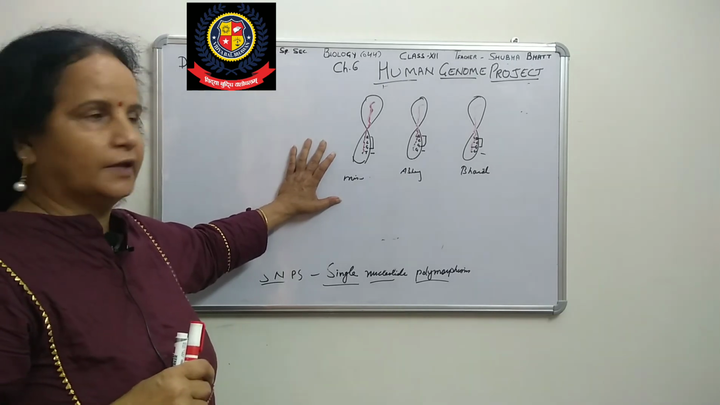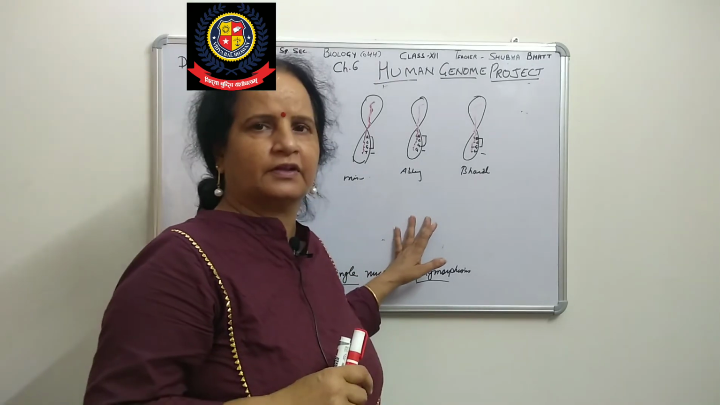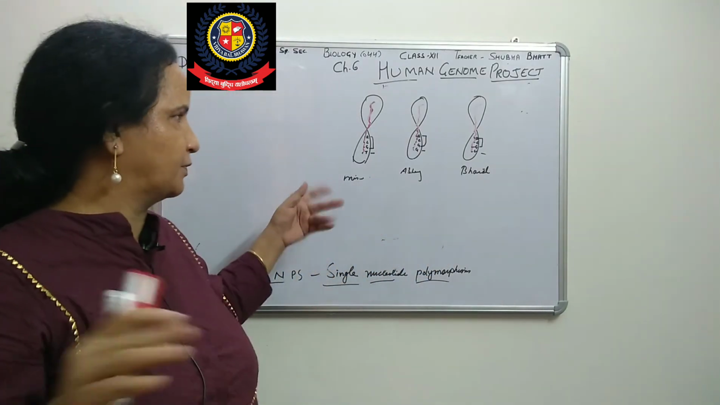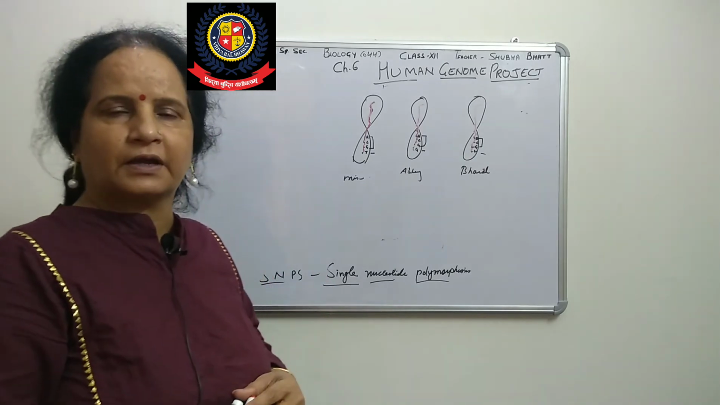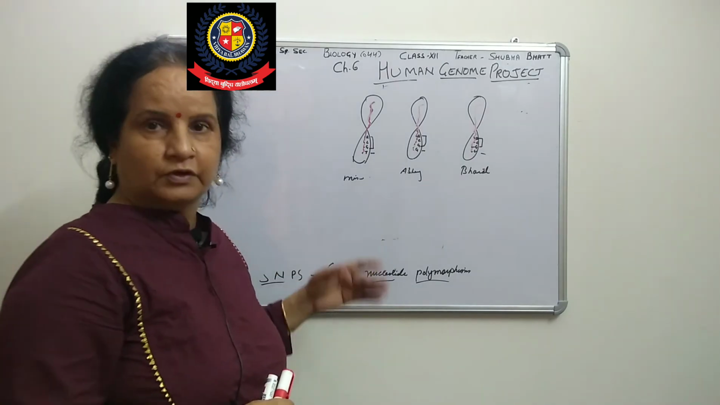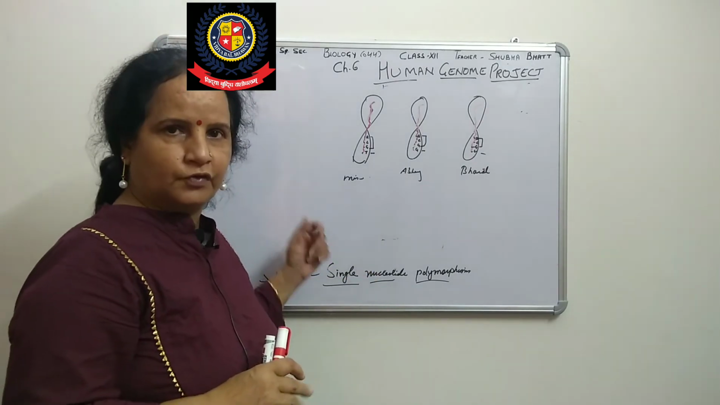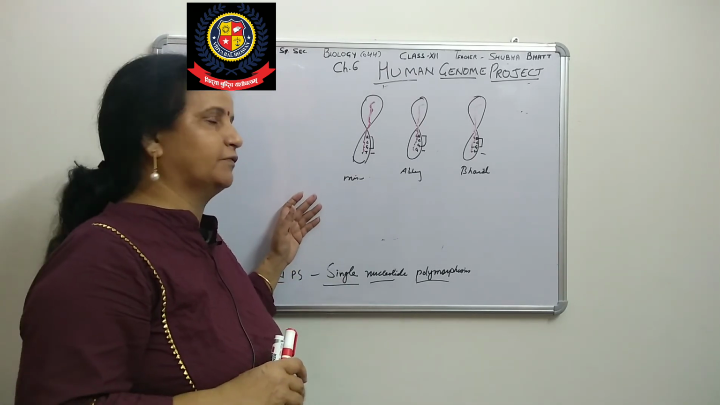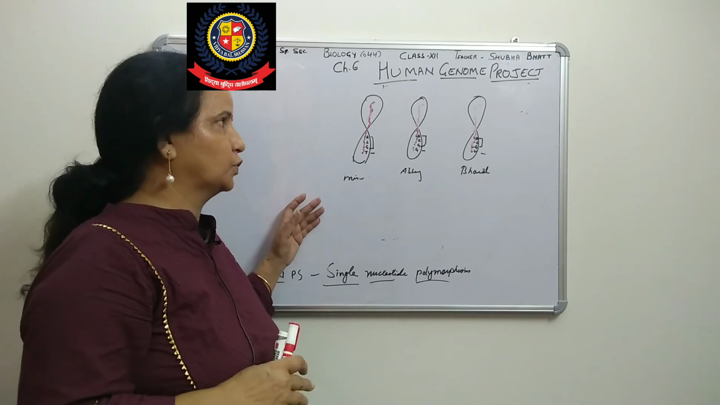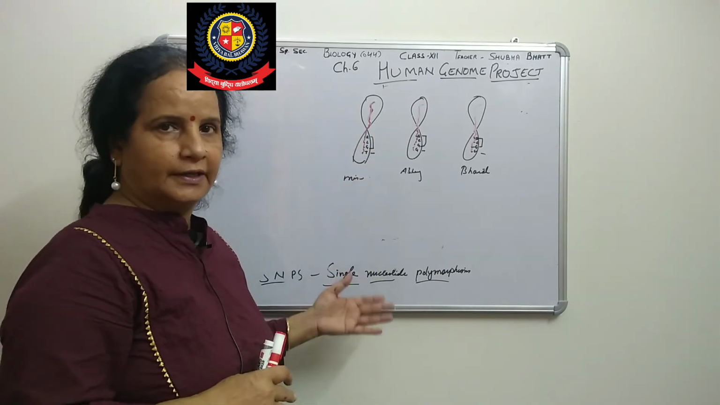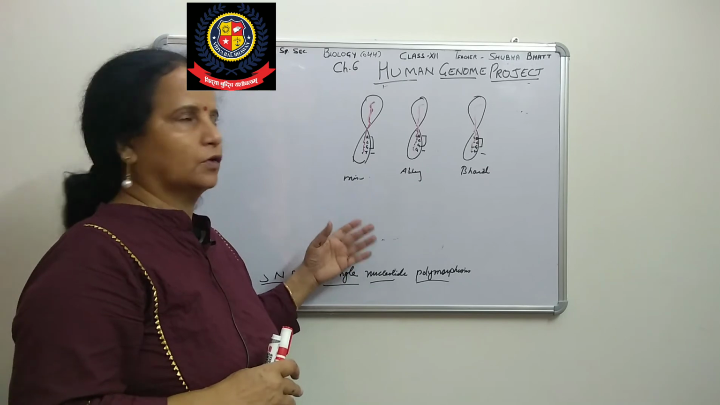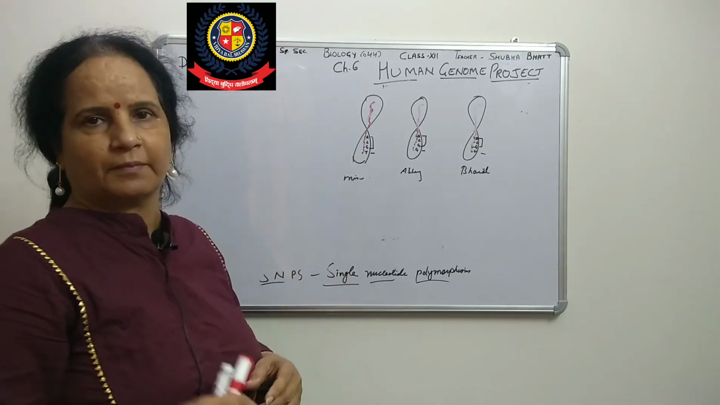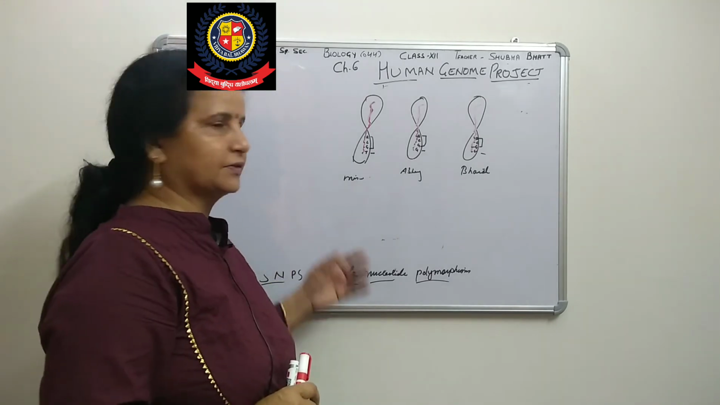So I hope you have understood that, and why it is called a mega project. In the earlier class, the previous class, I told why it is called a mega project, then which countries are contributing in that project. Third is how much cost will be there when we are sequencing the genome of human DNA. So all these reasons, we can say it is a mega project.